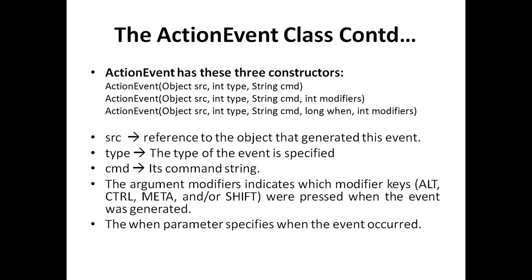Here source is nothing but a reference to the object that generated this event. Type is where the type of event is specified. Command is a string. Then the argument modifiers indicates which modifier key, whether an alt key, control key, meta key, or a shift key, was pressed when the event was generated.